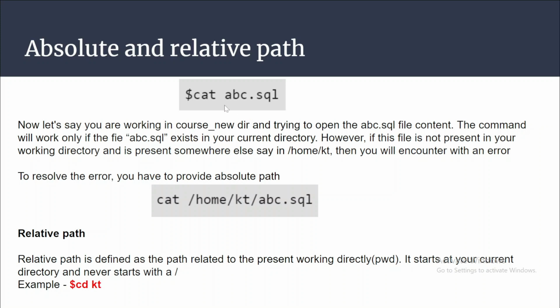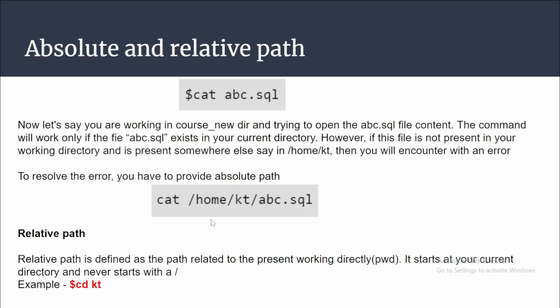To resolve this error, you need to provide the absolute path where exactly the file is present. So you will use the cat command and give the absolute path: go to the root directory, there will be a home folder, within the home folder there will be a kt folder, and within the kt folder there will be a file named abc.sql, and open the content of that file.